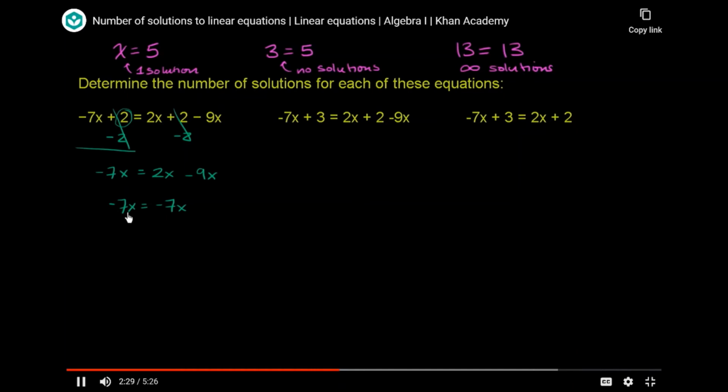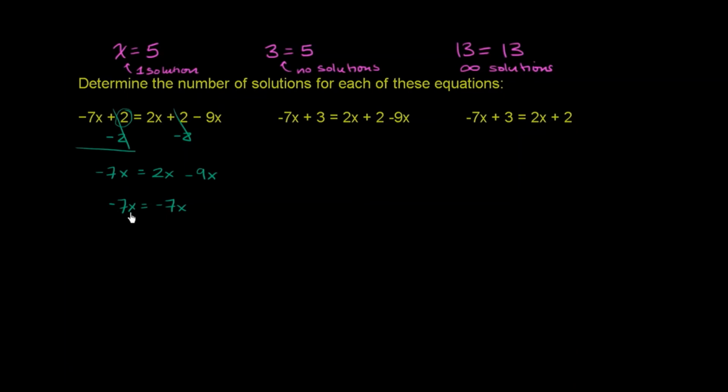This is already true for any x that you pick. Negative 7 times that x is going to be equal to negative 7 times that x. So we already are in this scenario, but you're like, hey, Sal, I don't see 13 equals 13. Well, what if you divided both sides by negative 7? At this point, what I'm doing is kind of unnecessary. You already understand that negative 7 times some number is always going to be negative 7 times that number.